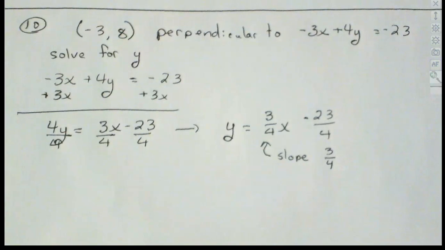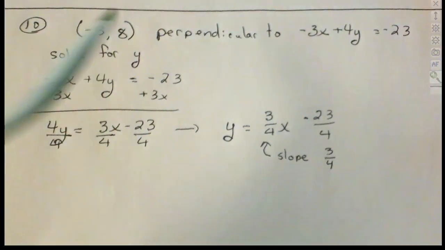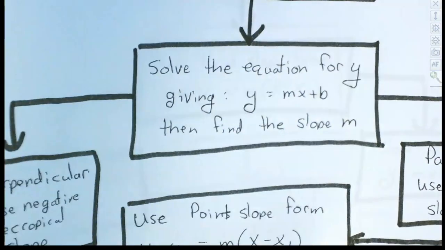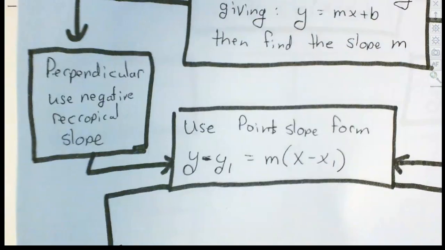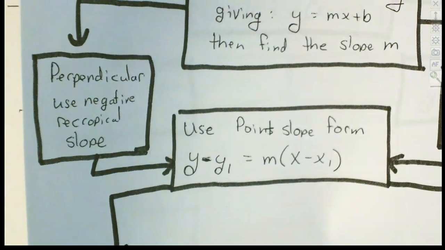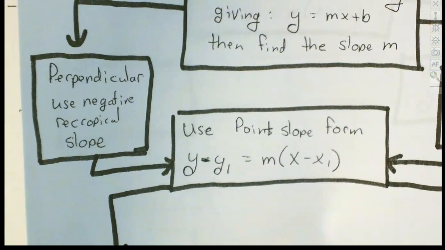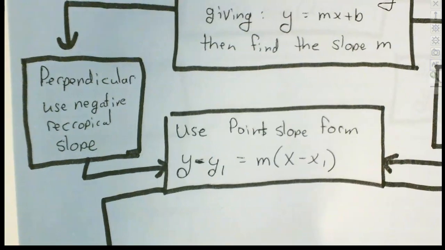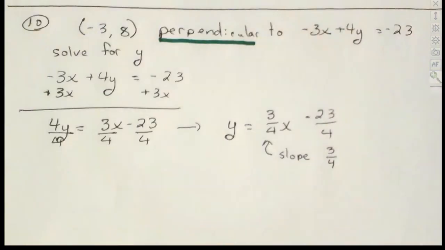Okay, if we go back and look, we want the perpendicular slope, right? So we go back again to our flow chart. So we solved it for y and we got our slope. Now, we're going to have to go down the left-hand side, which is the perpendicular side. So what does it say that we need for that slope to be? We need the negative reciprocals, opposite reciprocal, opposite signs, flip the fraction over.